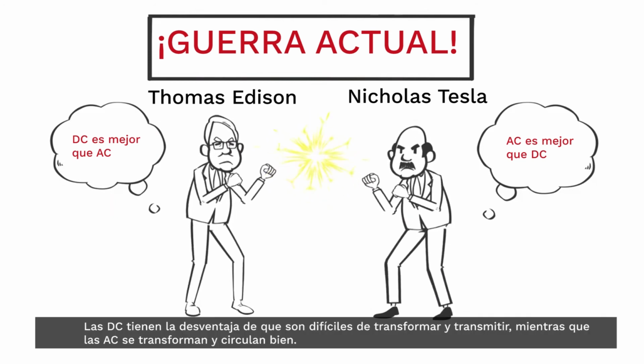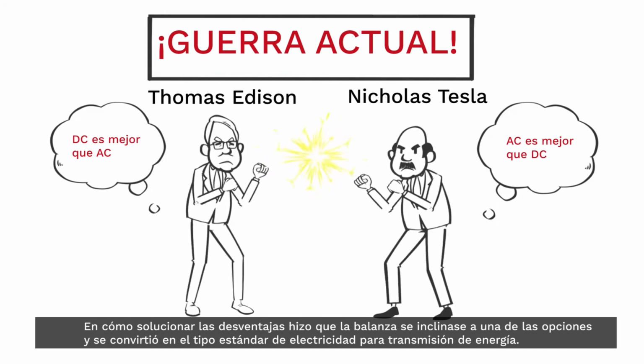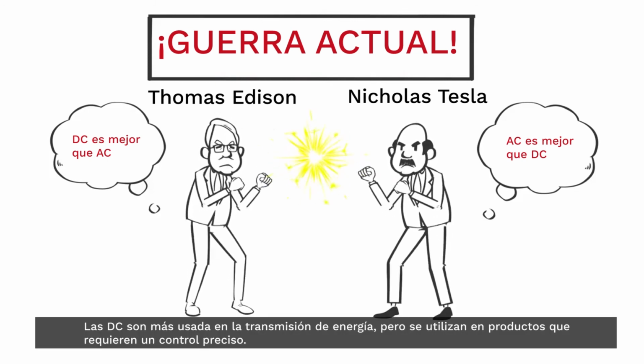DC has the disadvantages of being difficult to transform and transmit, whereas AC transforms and transmits well. In the end, AC won the battle and became the standard type of electricity for power transmission. DC is not used for power transmission but is used in products that require precise control.